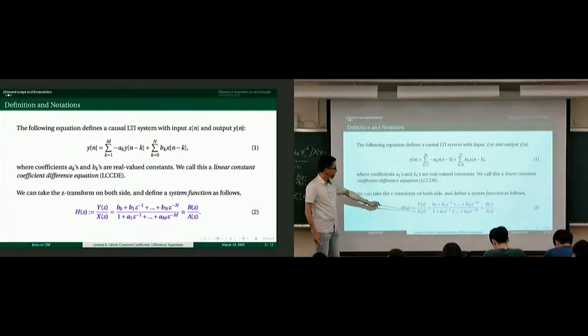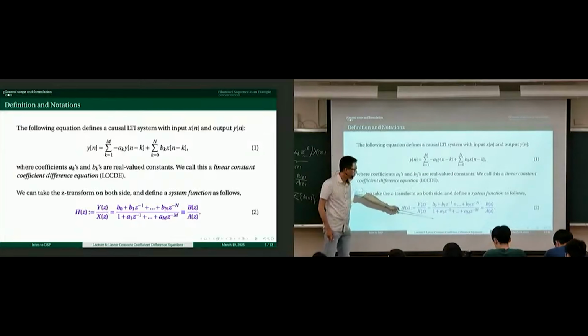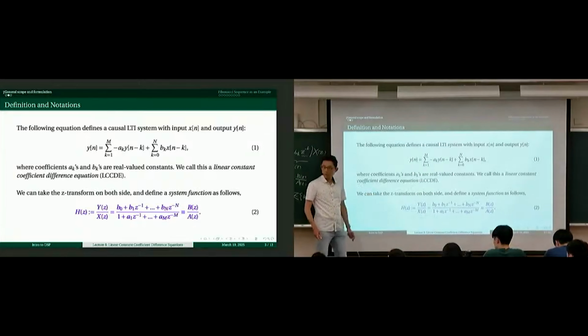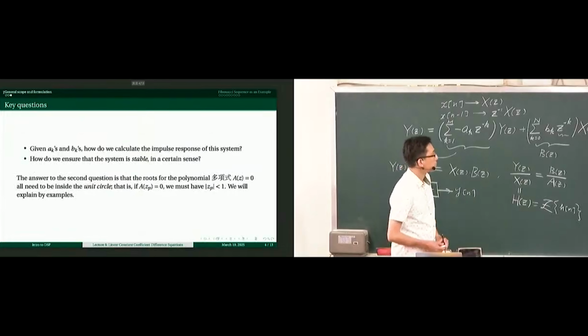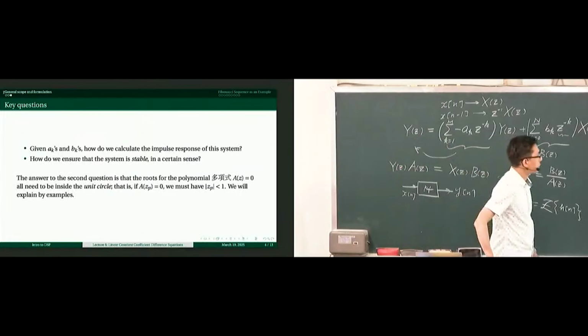Y A equals X B, therefore Y divided by X, which happens to be the system function big H, should be equal to B divided by A, where both of them are polynomials. Okay, so far so good? So this is just in the z transform domain, we have this consequence. So with that, a key question we can ask.